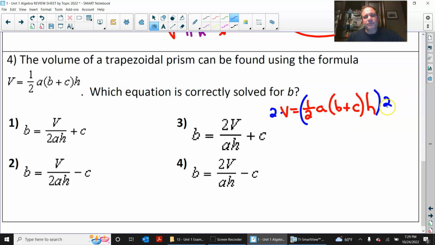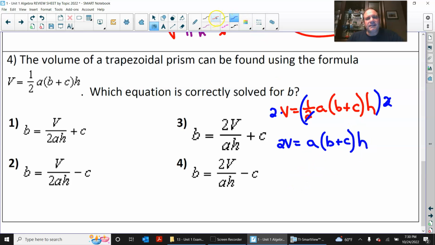And multiplying by 2 is really 2 over 1. So that's the reciprocal. So I'm going to cancel out the 2's. And that leaves this right here. 2V equals A times B plus C times H.